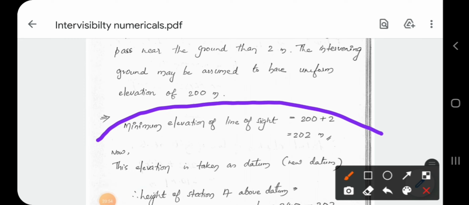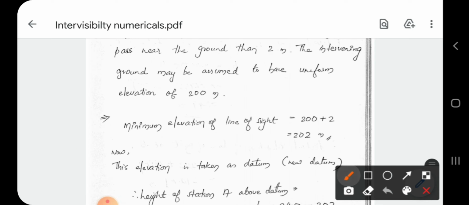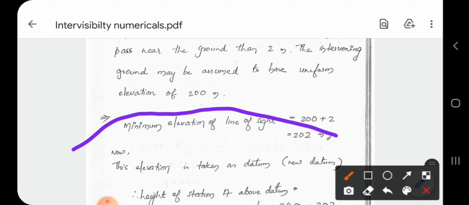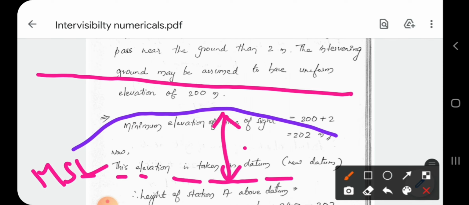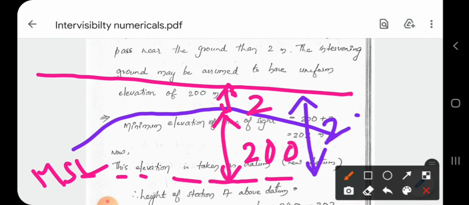where 200 is the elevation of intervening ground, and our line of sight should never fall below, maybe from some mean sea level. This is the height of elevation of the intervening ground level, and line of sight should never be less than 2 meters above it. So the minimum elevation of line of sight should be 202 meters.